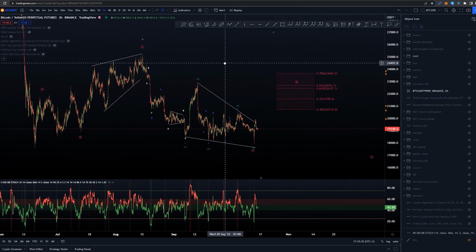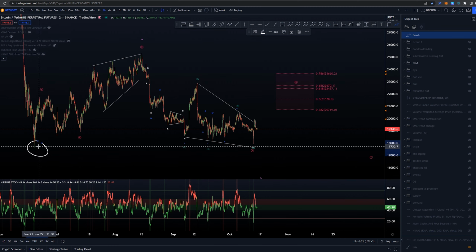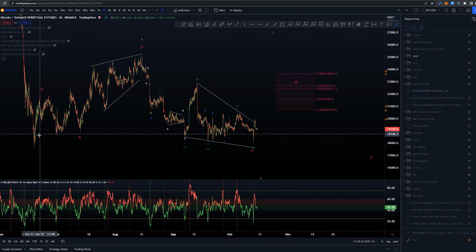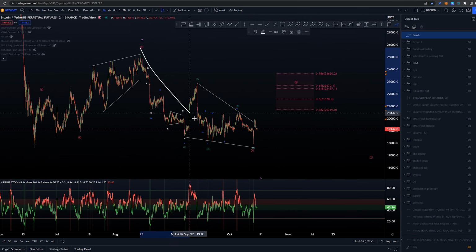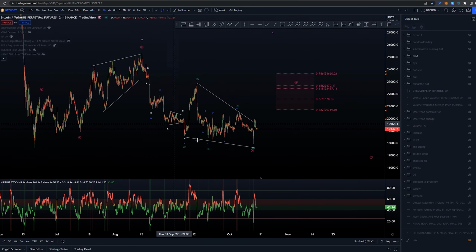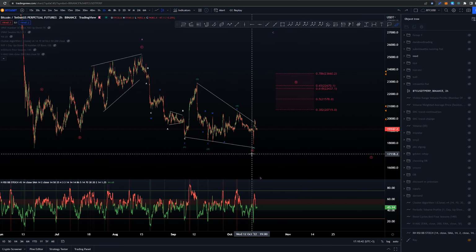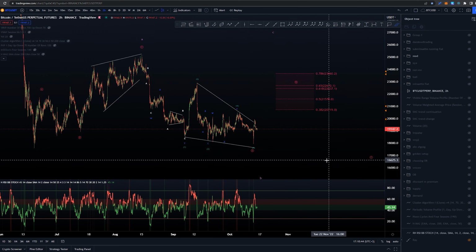But on this count, if we want to be having the counts starting from here on these lows, then having this as an A wave, this would have to be a wave A as well, because it would be a 5-wave structure or a multi-wave structure, then looking for that wave B and then C.